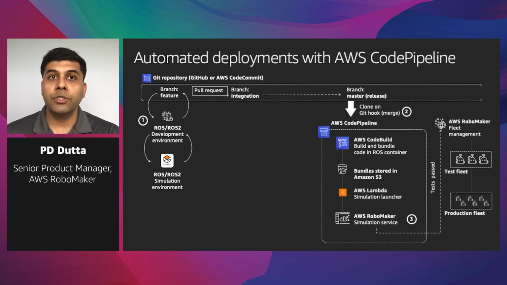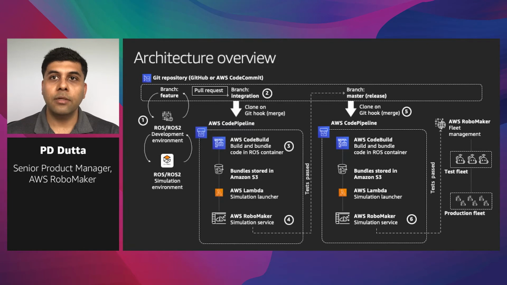The continuous delivery portion of this architecture is very similar to the CI portion. It's just that you are actually checking in your code to something like a release candidate, so the tests are more rigorous. If I wire both of these together, it's going to look like this. If the tests pass in the CI portion, then it will try to merge the code into the master branch, and then it's going to kick off another pipeline. If the tests pass there, then your code is ready to be deployed to your robots, which you can do over the air by using RoboMaker's fleet management capability.